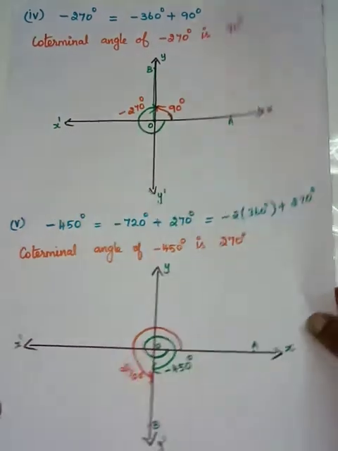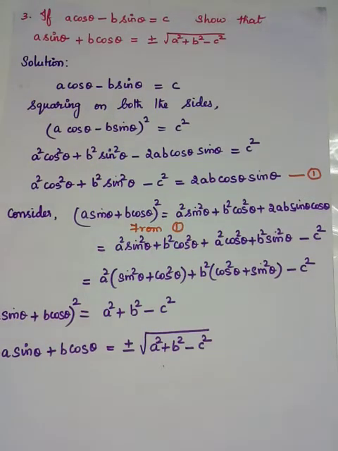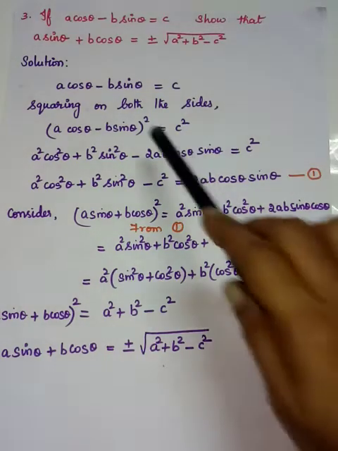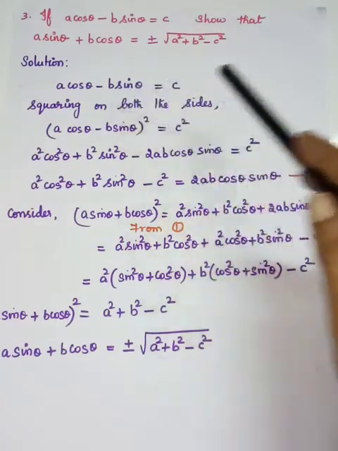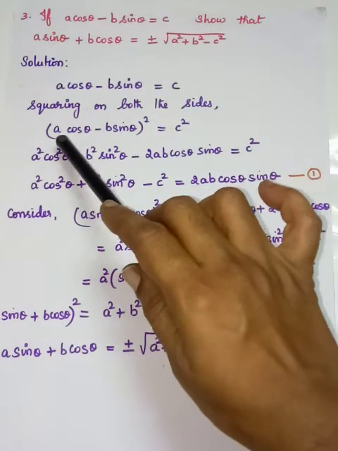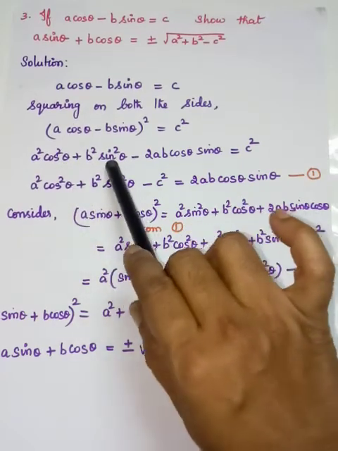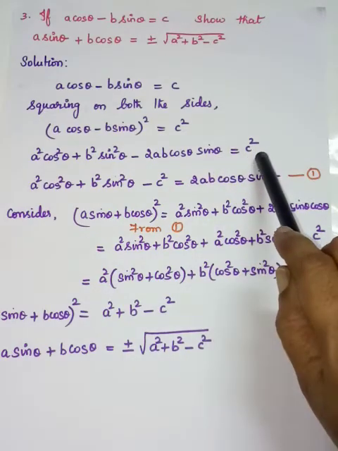Okay, so next one, you see the third problem. If a cos theta minus b sin theta is equal to c, show that a sin theta plus b cos theta is equal to plus or minus square root of a squared plus b squared minus c squared. First take the given result and square on both sides. So when you square, it is in the form of a minus b the whole squared. So it is a squared cos square theta plus b squared sin square theta minus 2ab cos theta sin theta, that is equal to c squared.